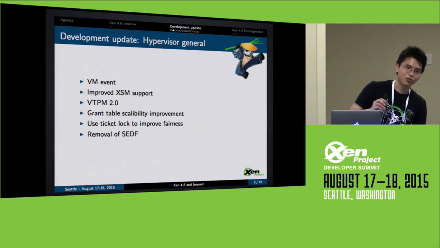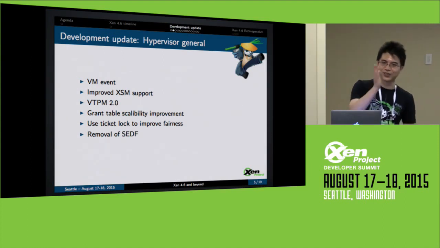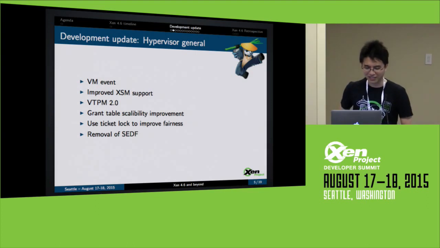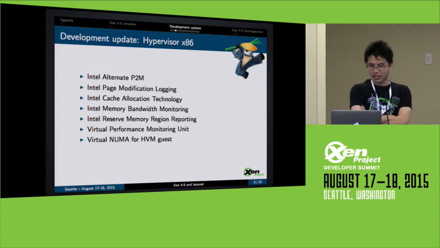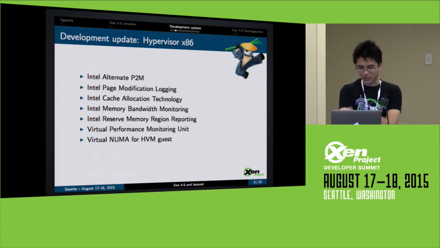Smaller. It's like 20. I can't remember the numbers, but I'll be sharing them tomorrow. Right. So you also have the talk. So I won't go into detail. And then we also removed a very old scheduler, which we don't think anyone is using. And then there's the x86 specific improvement.